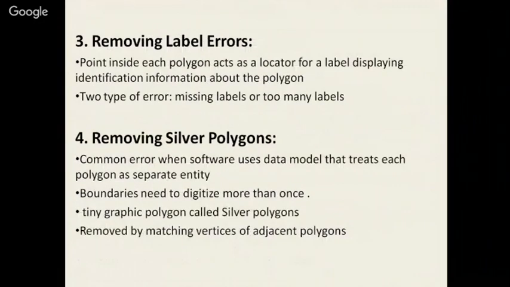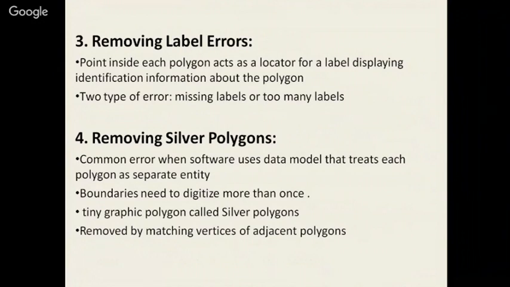So removing label errors. Each polygon in a vector data has its own label, a particular label which distinguishes it from the rest. Sometimes it happens that the labels of some polygons shift. There would be missing labels, or there would be too many labels in another polygon. So these are also to be sorted out.